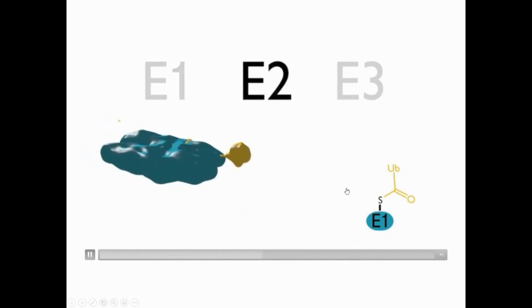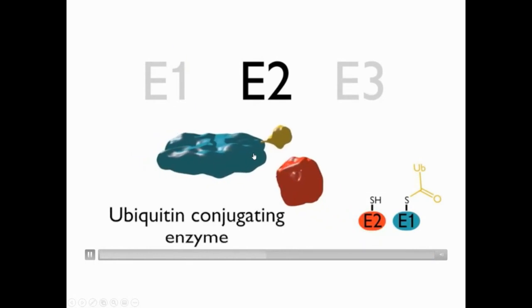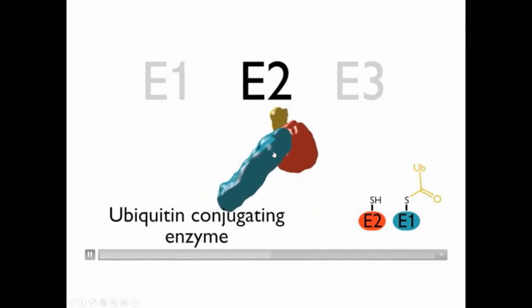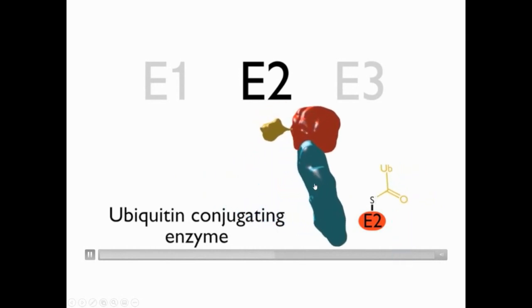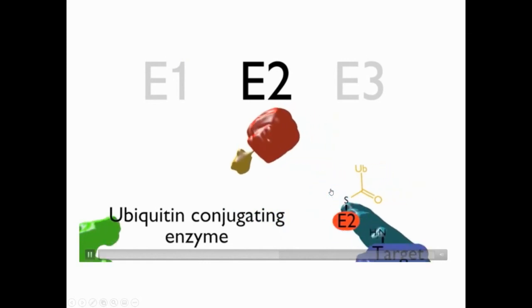The E1 ubiquitin conjugate then binds to an E2 or ubiquitin conjugating enzyme and catalyzes the transfer of the ubiquitin onto the E2 active site cysteine. This step is a transthiolation reaction, since the final product is also a thioester-linked ubiquitin.